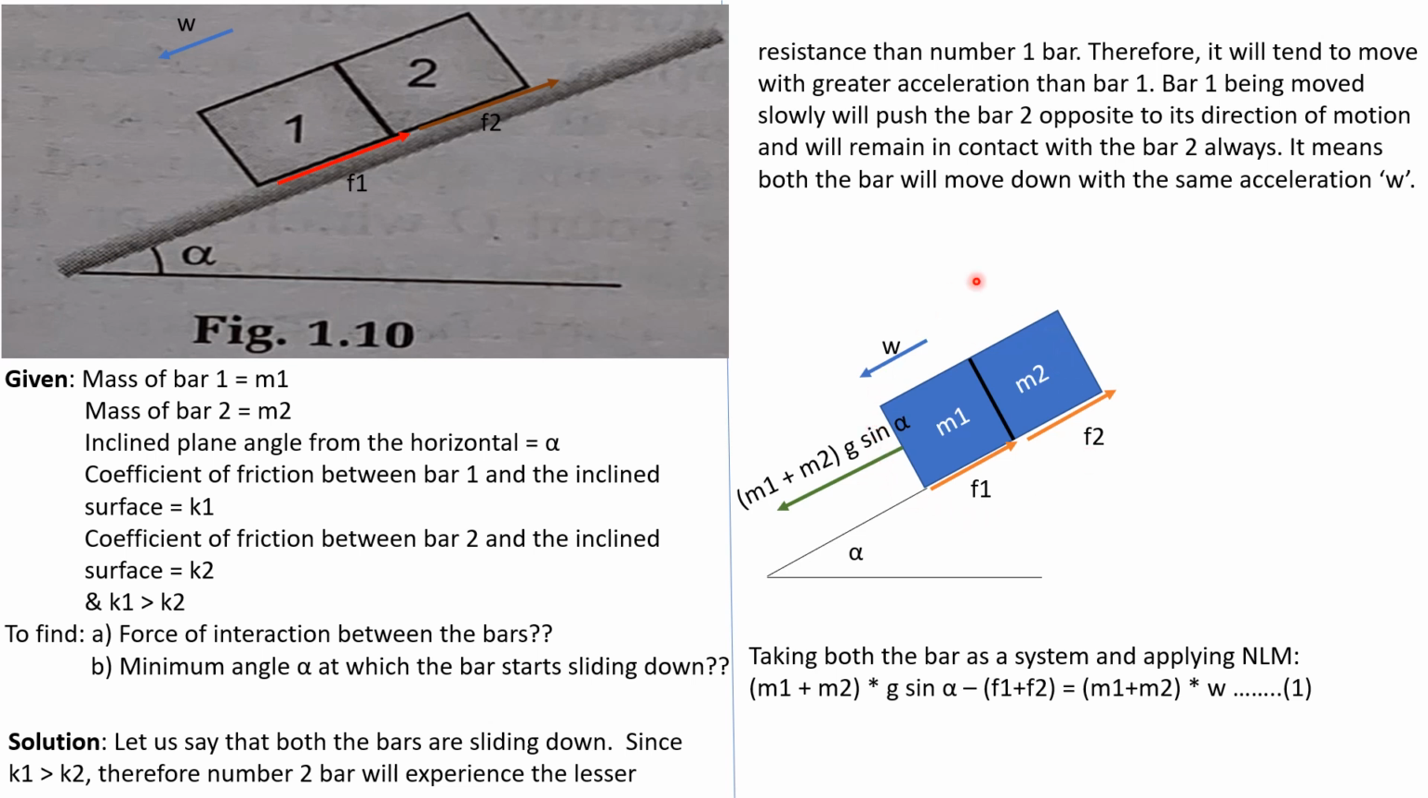So we will apply Newton's law of motion on the system of m1 plus m2. The mass of the system is m1 plus m2, experiencing the force due to gravity along the inclined plane, g sine alpha, so (m1 plus m2) g sine alpha. And the external forces acting on m1 is the friction force F1, and on m2 is F2. So this is what we got as equation number 1.